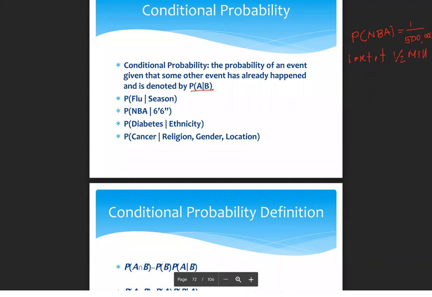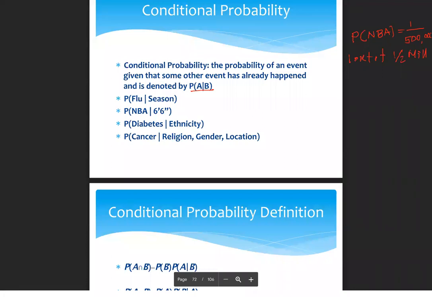How did I come up with this number? There are about 500 people playing in the NBA, okay? Roughly close to 500 people playing in the NBA, and we have roughly 250 million people. It's actually 270, but 250 million. So that comes out to be, in the general population, about 1 in 500,000 people playing in the NBA.